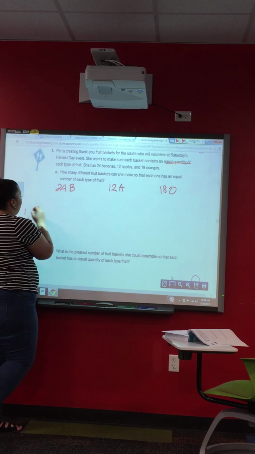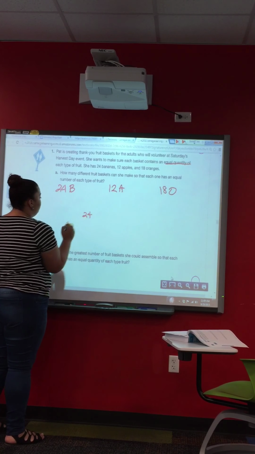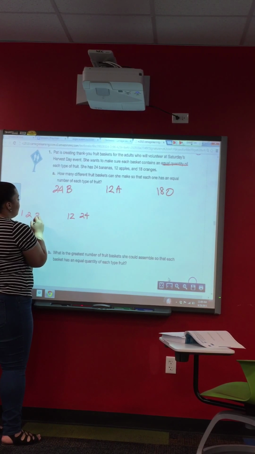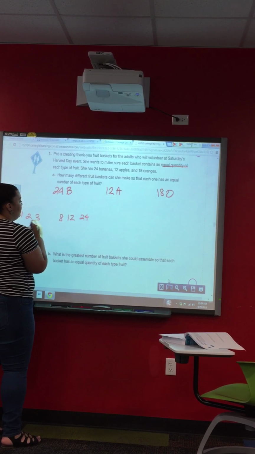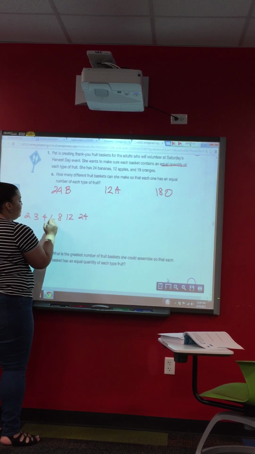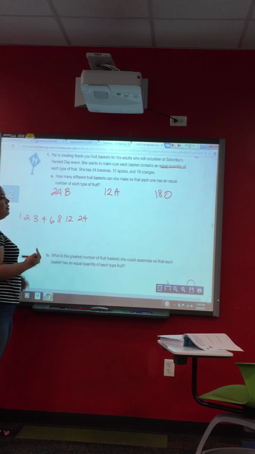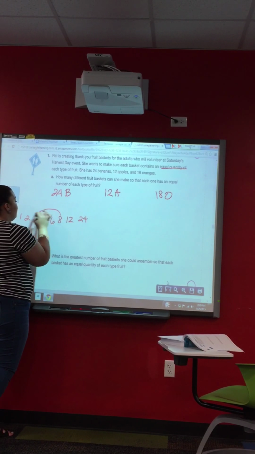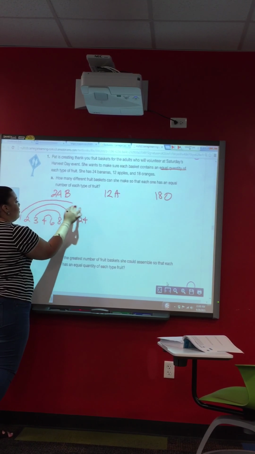So, I know that 1 and 24 are factors, 2 and 12, 3 and 8, 4 and 6, and then 5 is in between, but 5 is not a factor of 24, so I stop there, and I'm going to go ahead and complete my rainbow, okay?